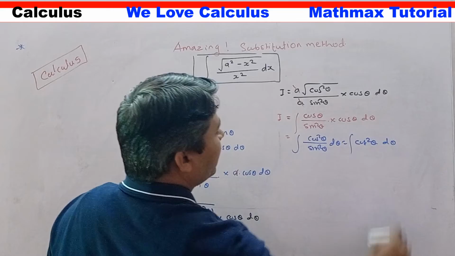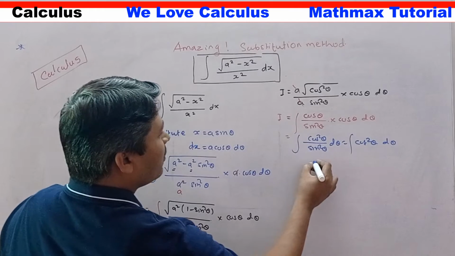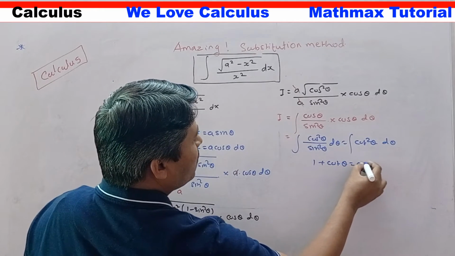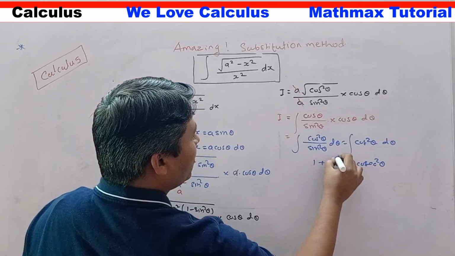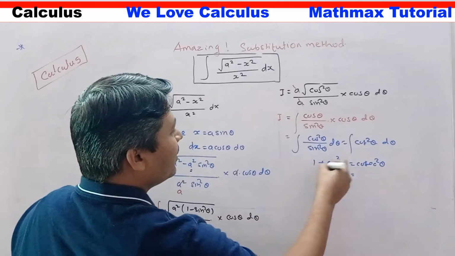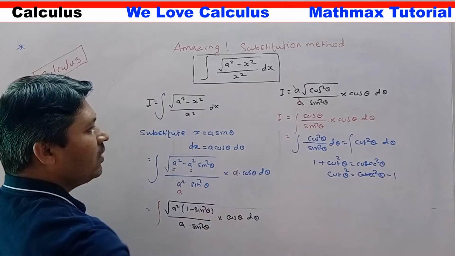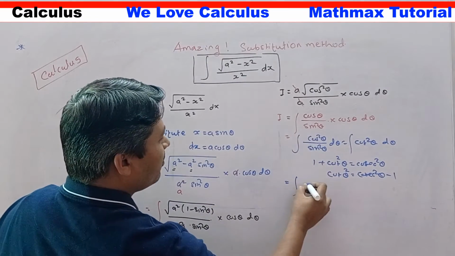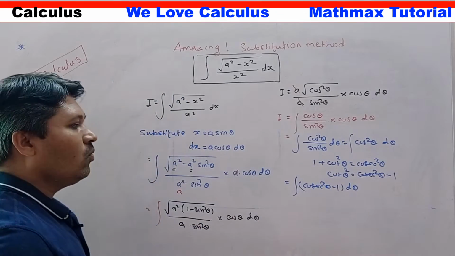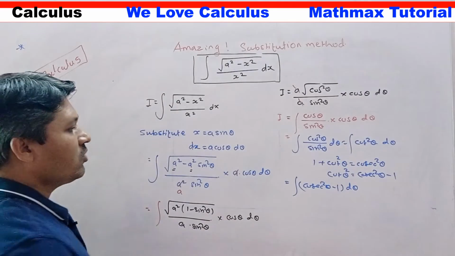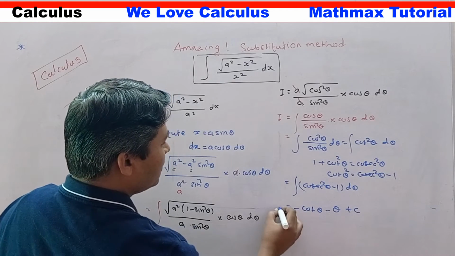But we have to find the integration, and we know that 1 plus cot squared theta is equal to cosec squared theta. Then cot squared theta is equal to cosec squared theta minus 1. Therefore this integral becomes the integral of cosec squared theta minus 1 d theta. Then we know that the integration of cosec squared theta is equal to minus cot theta, and this is minus theta, plus the constant.